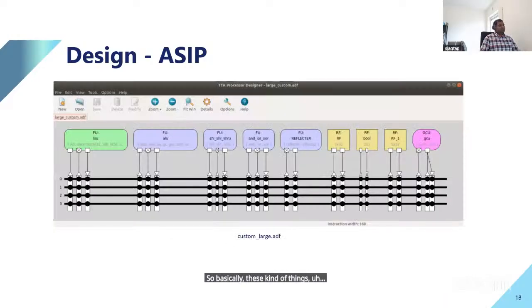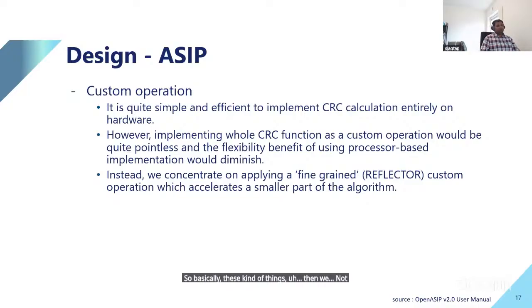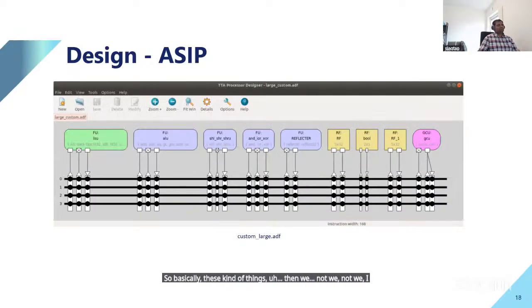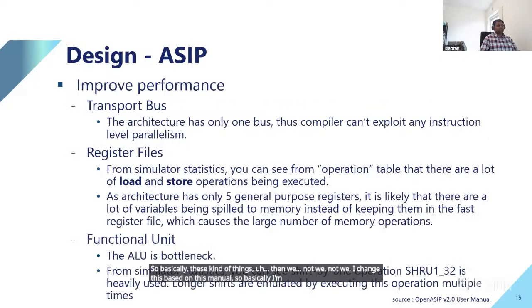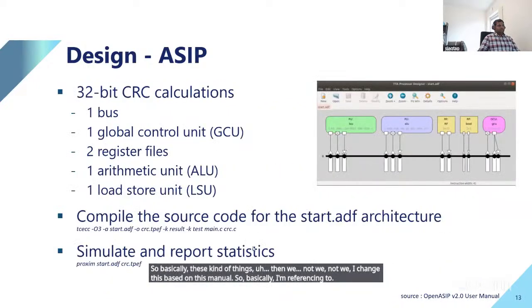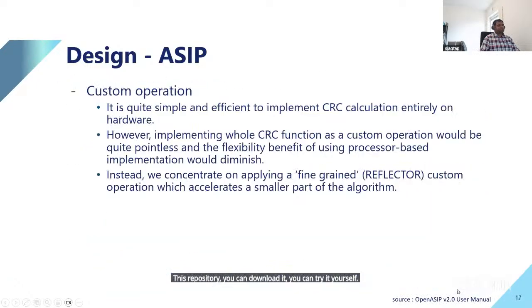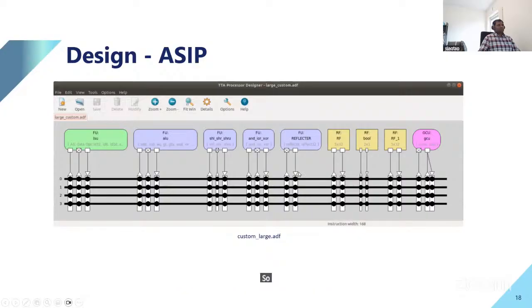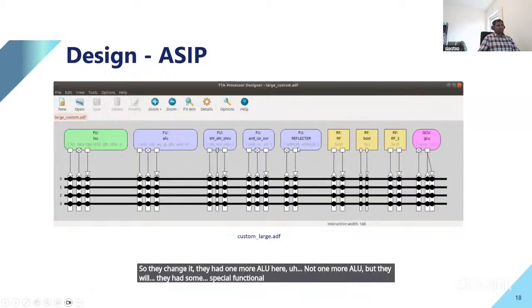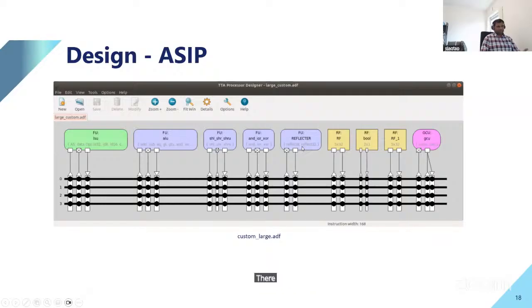I changed this based on this manual. So basically I'm referencing this repository. You can download it, you can try it yourself. They add one more ALU here. Not one more ALU, but they add some special functional units here. They add this reflector, where the MSB becomes LSB, that operation they are changing.